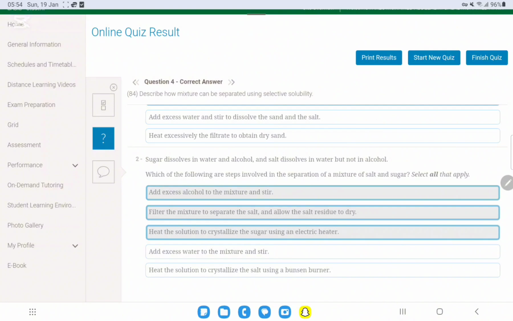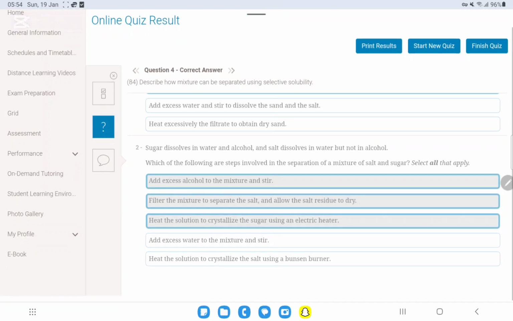And then we put the residue in an electric heater to dry, and slowly in an electric heater we heat the filtrate, not over a Bunsen burner, because again it can burn. So we first add excess alcohol to the mixture and stir. Filter the mixture to separate the salt and allow the salt residue to dry. And heat the solution to crystallize the sugar using an electric heater.